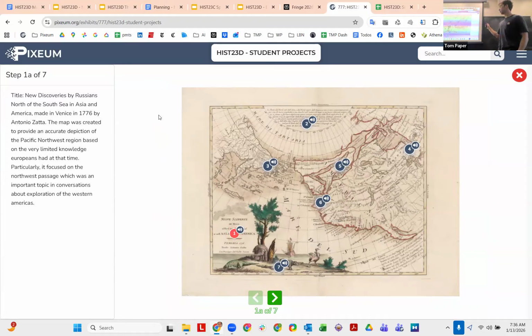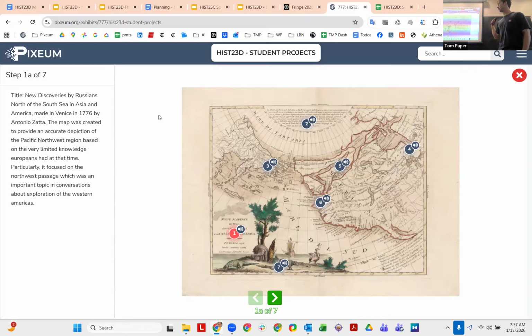That's the intro. So this is a map made by an Italian publisher of various things like maps, plays, and books. This is kind of like the western coast of the United States and eastern coast of Asia, and this was made in 1776 when there was a lot of European interest in finding a northwest passage from Europe to Asia for trade routes.